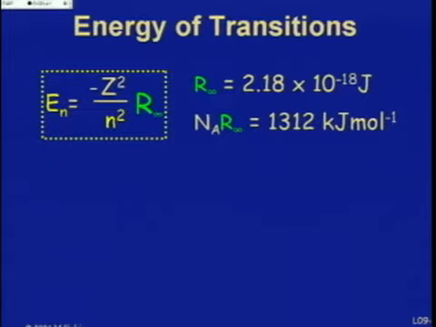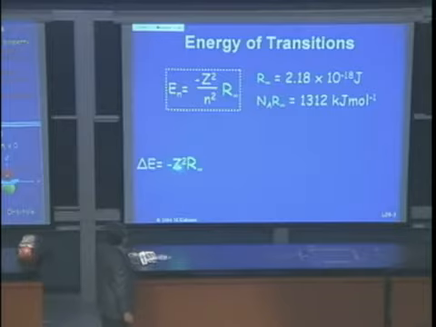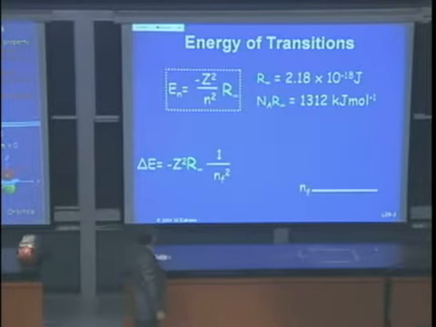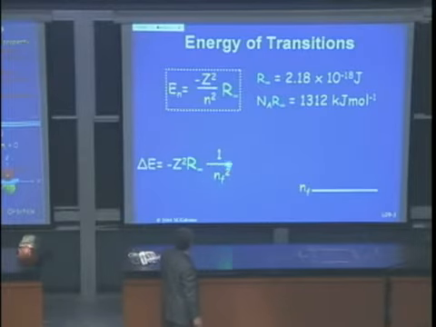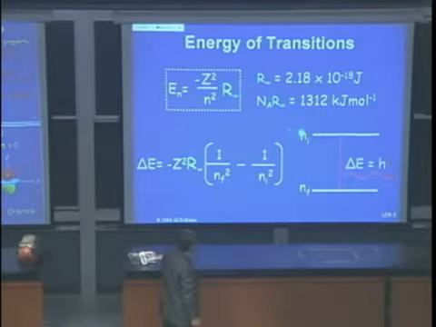Then it emits that, and you would see the change in energy, or the difference in energy from that higher level to the lower level, is Z squared, so that's the atomic number squared, times the Rydberg constant, times the difference, okay? The final level is the lower level. We're talking about emission now. And the initial level is the higher level. So it goes from this level to that level.